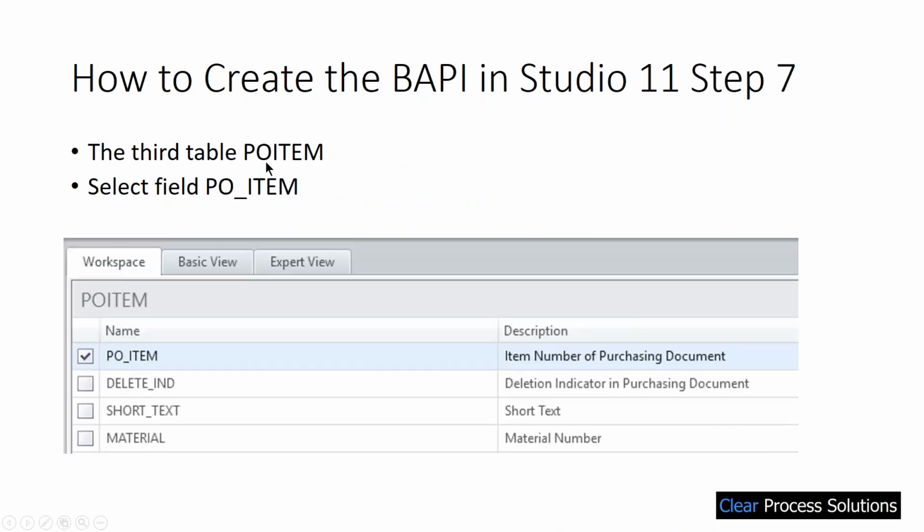The third table I set up was PO item. Now this was an optional selection. I didn't have to have this, but I put this in to show you how to set up the headers.